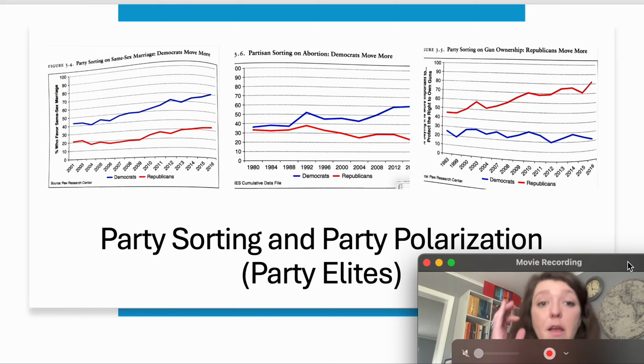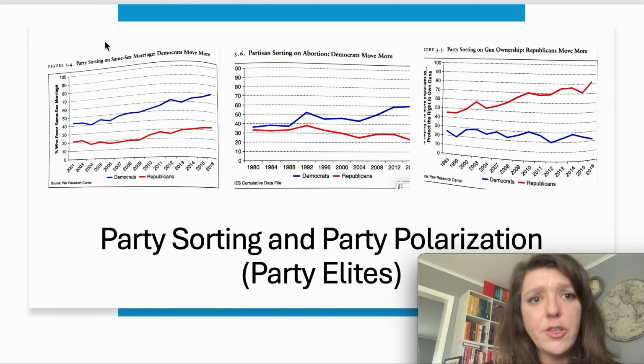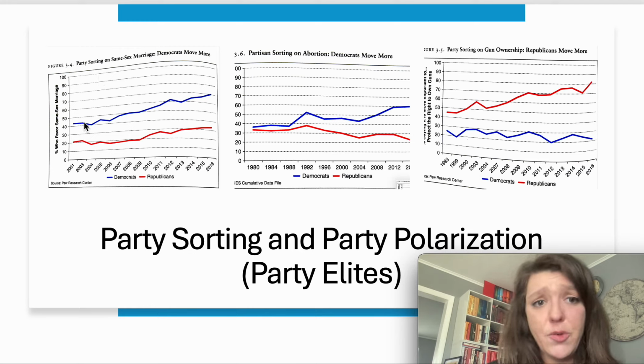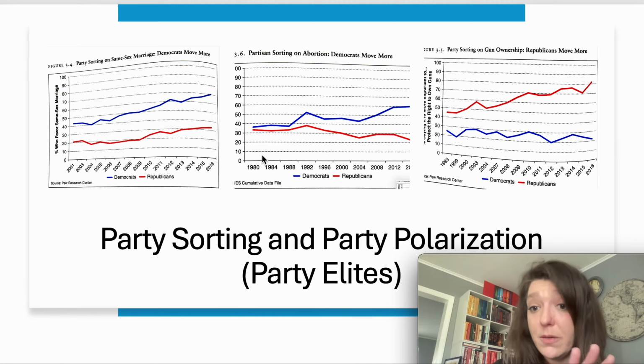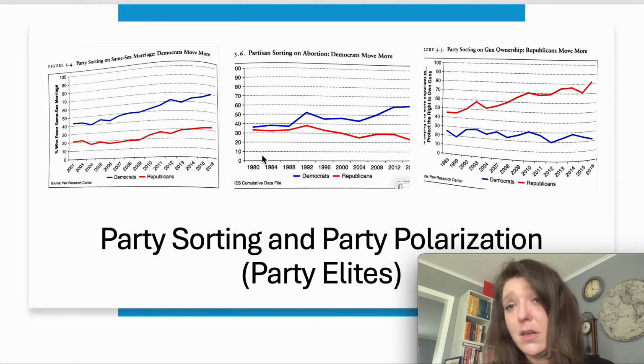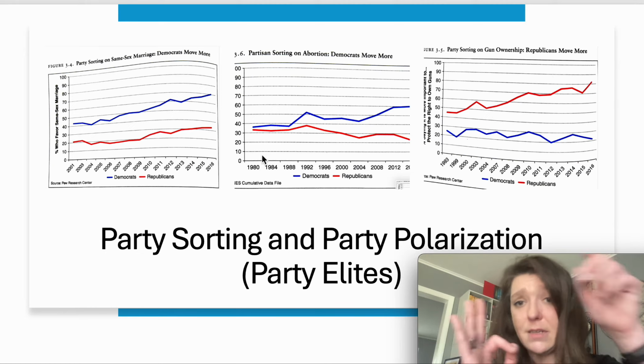Okay. Party sorting. So this is an example of these things happening in different issue areas. You can see each of these charts shows an issue area. This one shows party sorting for same-sex marriage. You can see in 2001, the parties are far apart, but they're not as far apart as they are in 2016. And again, this is about the parties or the political elites. So these are politicians, media, and activists.